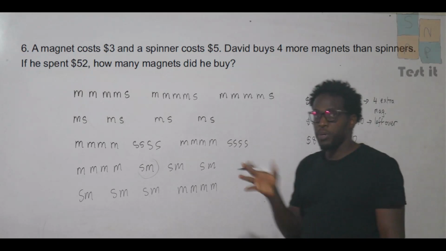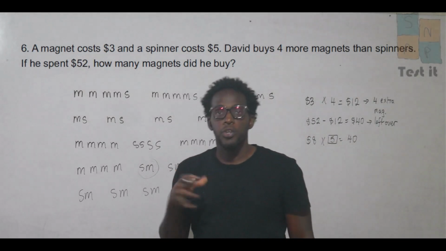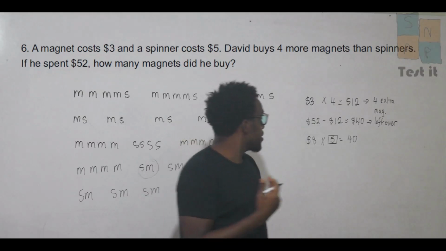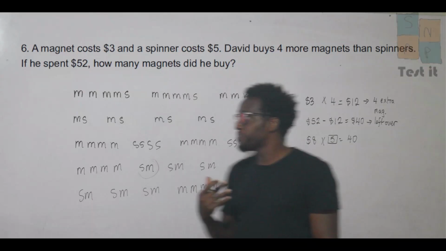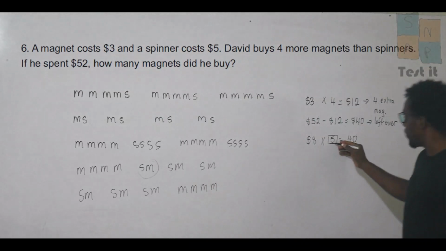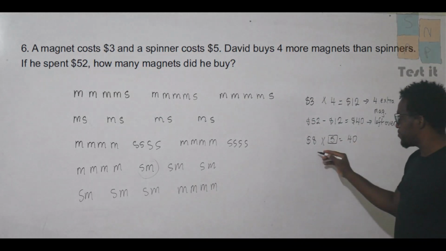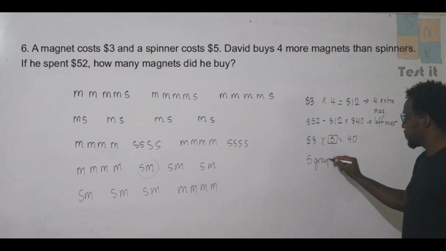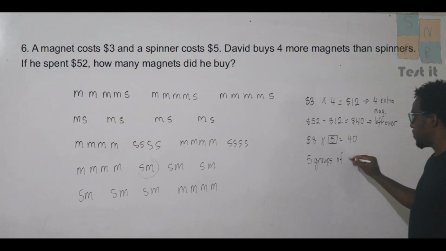If that problem was any harder, we'd have to divide 8 into 40. But it's easy, so it's 8 by 5. So what does this 5 tell us about? This 5 represents 5 groups of magnets and spinners.